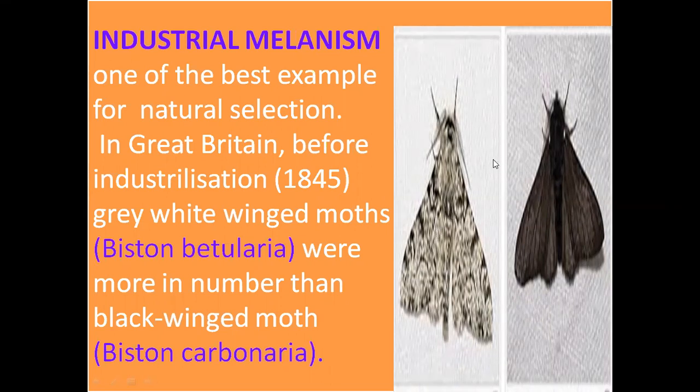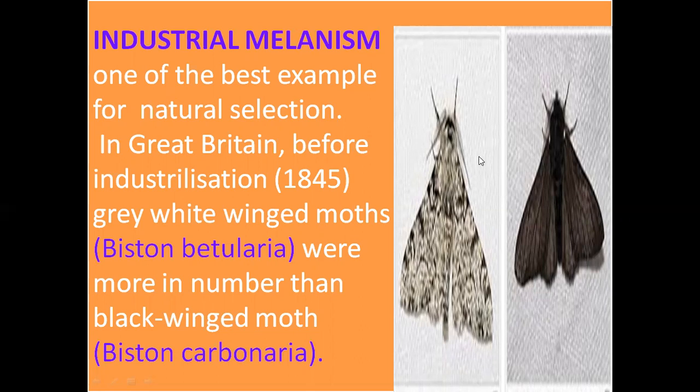The bird is the predator. It wants to eat this moth, so this moth will be prey for that bird. During this time, as pollution was very low, the branches of the trees were clear. So if these moths were there, they were not identified by the birds or by lizards, the predators. Okay, so they were not eaten.